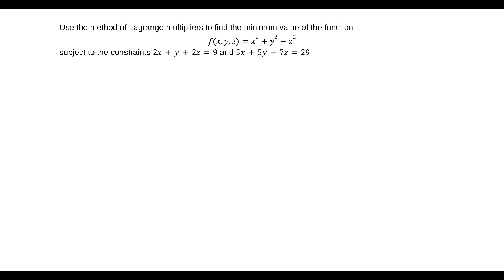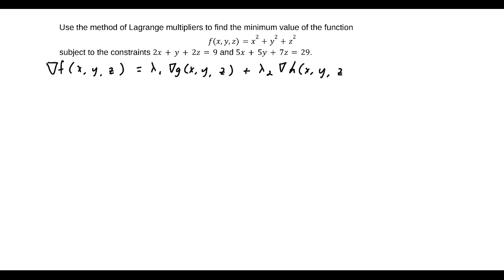The method of Lagrange multipliers means we are going to find the gradient of f(x, y, z) and set that equal to lambda 1 multiplied by the gradient of g(x, y, z), plus lambda 2 multiplied by the gradient of h(x, y, z), where g and h are our two constraints set equal to 0. So with this system, we want to solve for an x, y, and z value that we can then determine to be our minimum value.